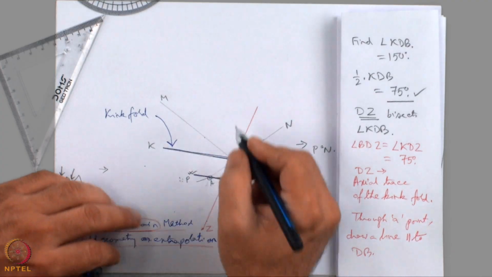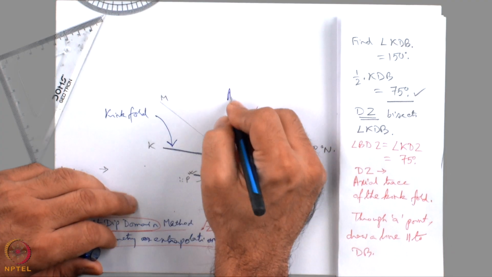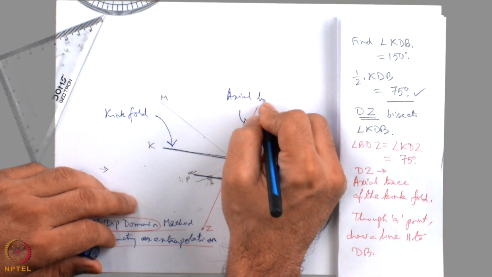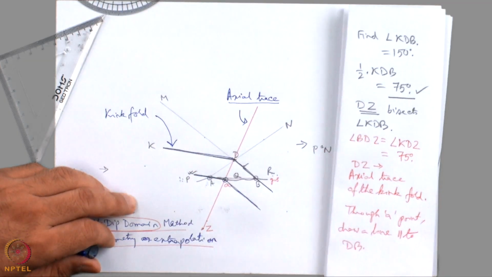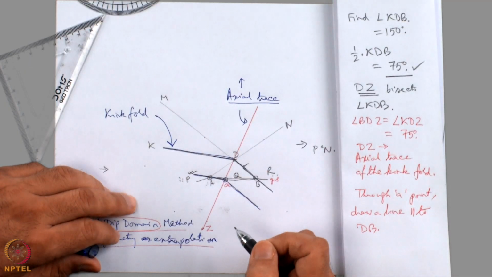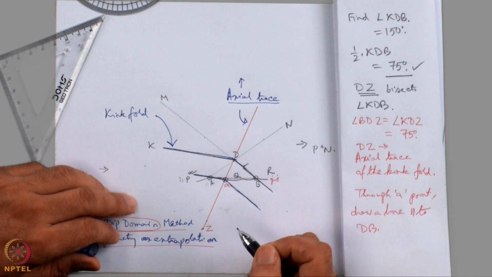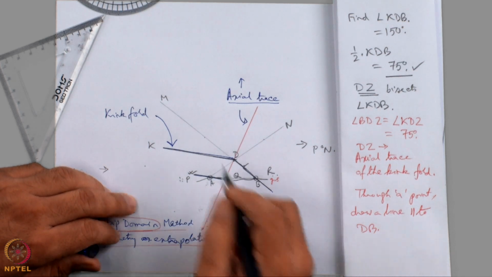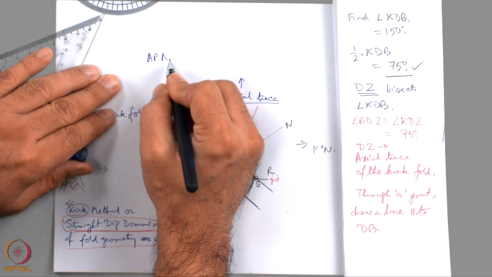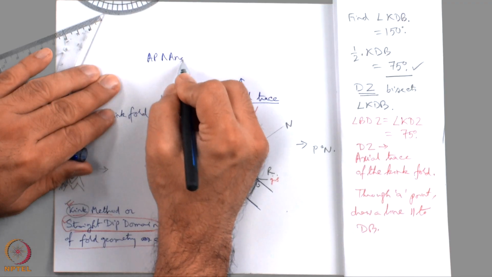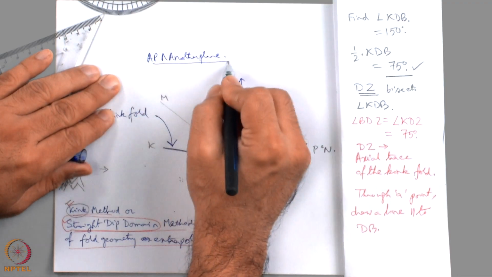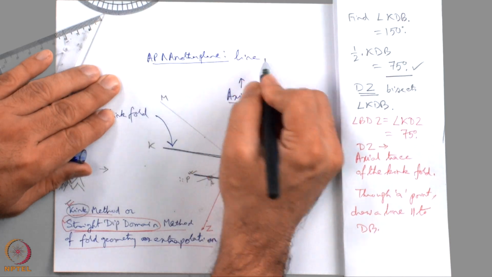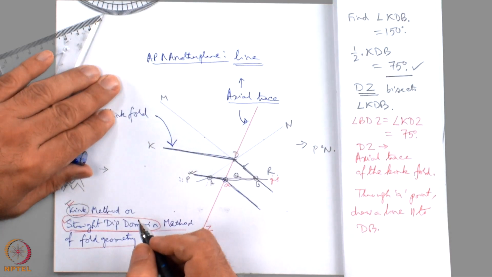As I told you earlier, this line is the axial trace. What is an axial trace? It is the intersection between the axial plane and another plane. When the axial plane and another plane intersect, this intersection is a line. This line is known as the axial trace.